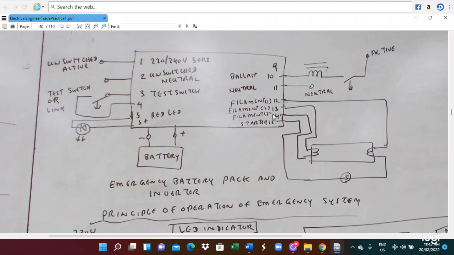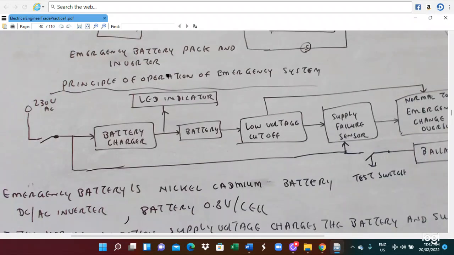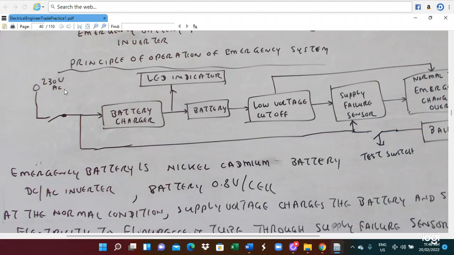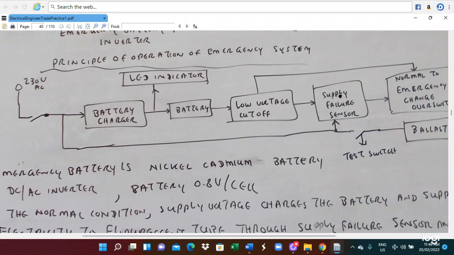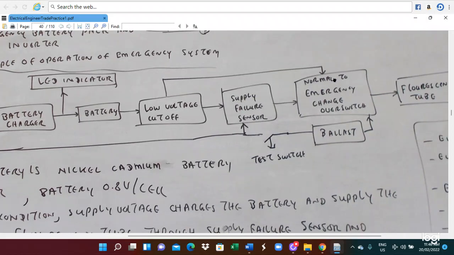So the principle of operation of the emergency system means that this is where they are connected to the supply board here, the battery charger, and also connected to the LED indicator, which is connected to the battery, and the low voltage cut off, supply failure sensor, normal emergency changeover switch, and the fluorescent light. So this is the configuration of the emergency system.